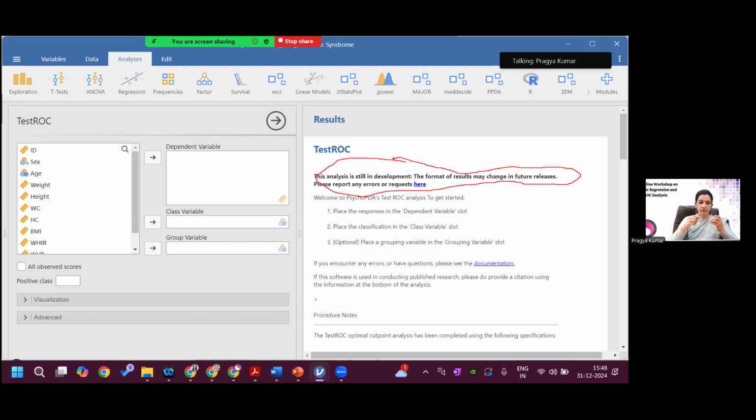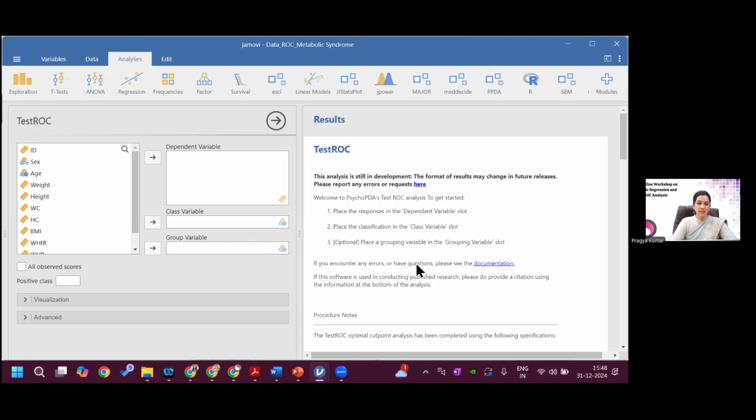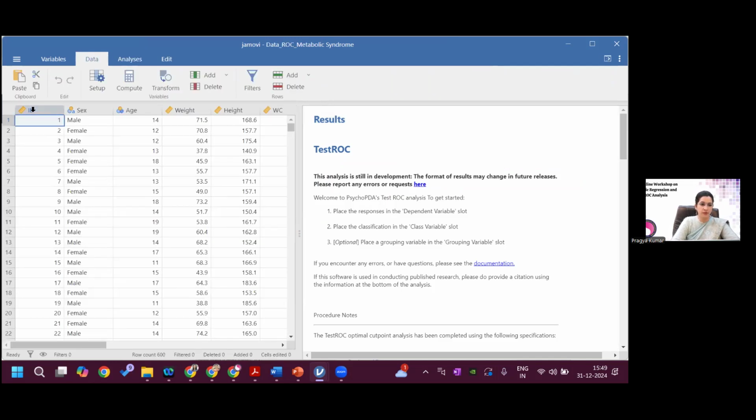So my dependent variable in this case, if you see my class variable. What you have to enter in this class variable? This class variable is the gold standard. So I have to enter the metabolic syndrome, which is the gold standard, in this variable. Okay, I'll explain the data here also before I move.